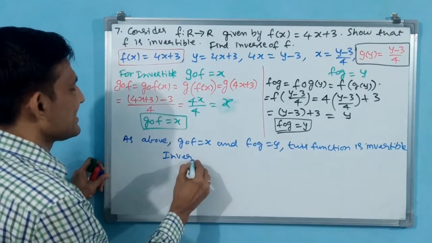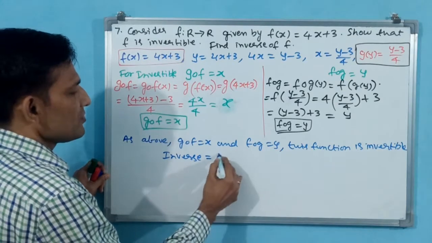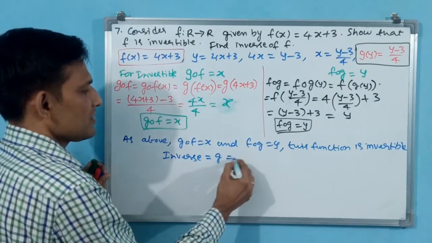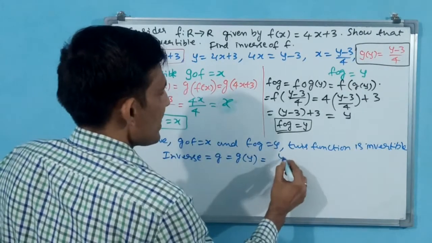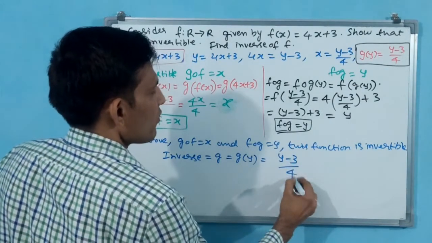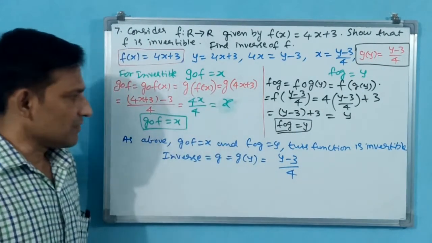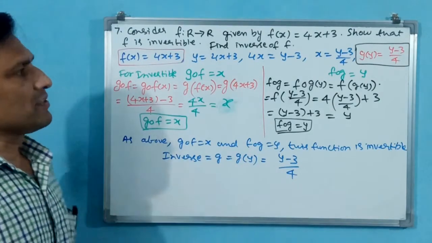Inverse is equal to G. That is equal to G of y, that is equal to y minus 3 by 4. This is the answer for your 7th question.